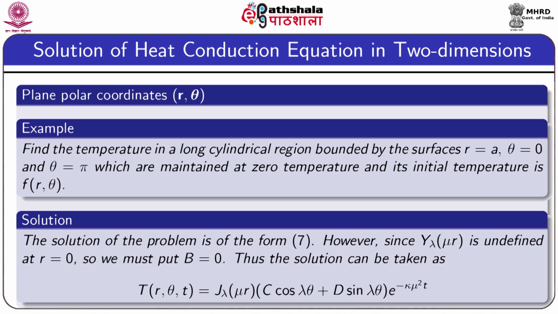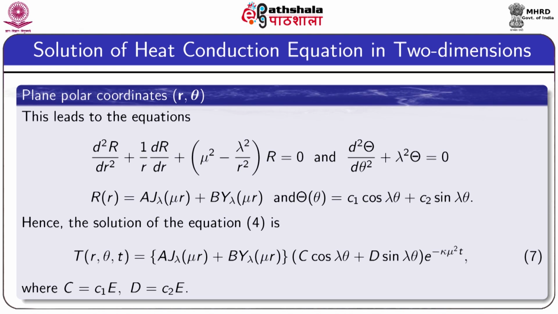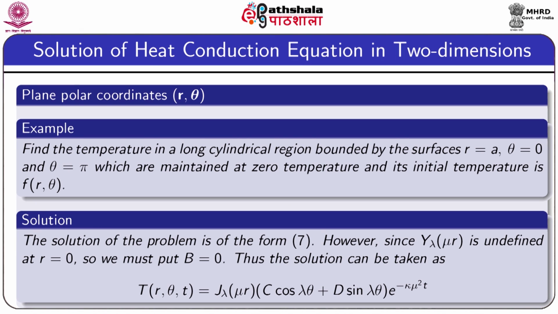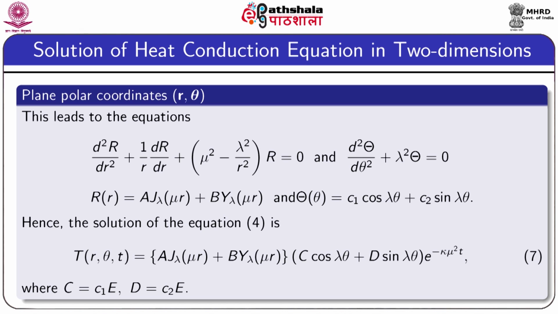For the solution, we have to go back to the general solution, which is written in equation number 7, and we have to find the values of the constants A, B, C, D satisfying the given initial condition and boundary conditions. Now you note that if we observe equation number 7, this equation is valid for all r. But in our present problem, this solution must be valid for r equals 0. But we know that the Bessel function of the second kind is undefined at r equals 0. Therefore, we have to take the value of constant B equals 0.